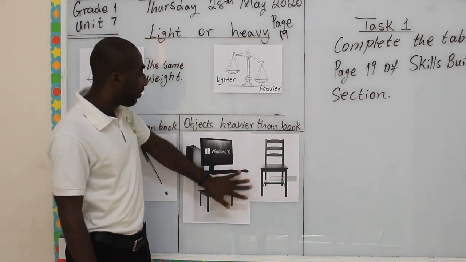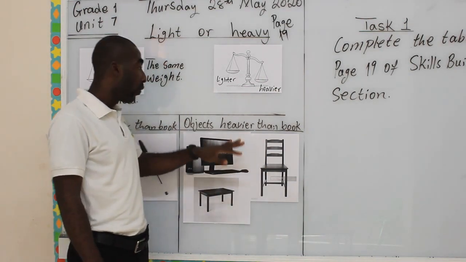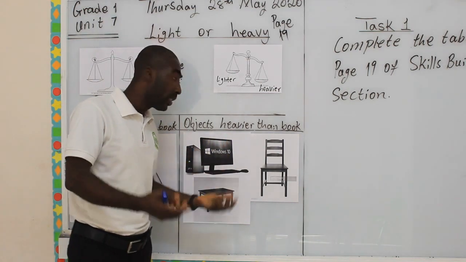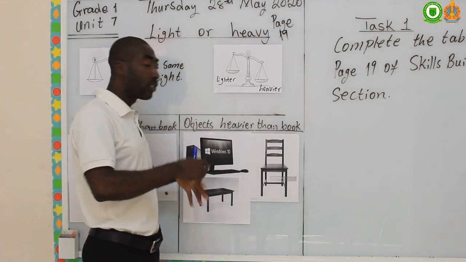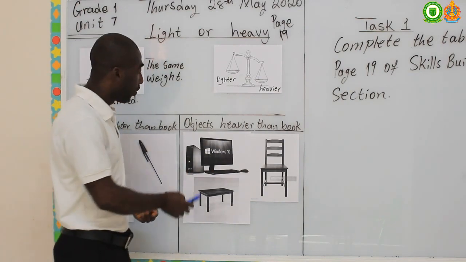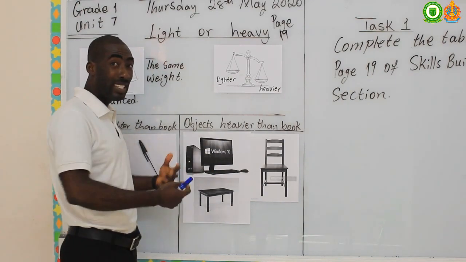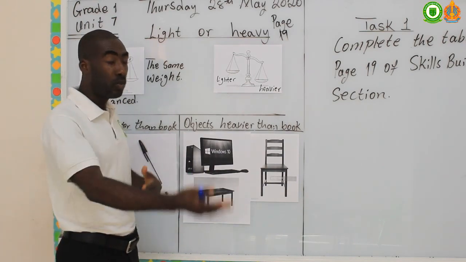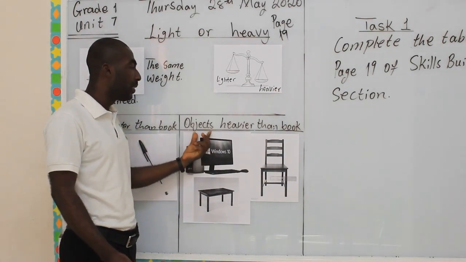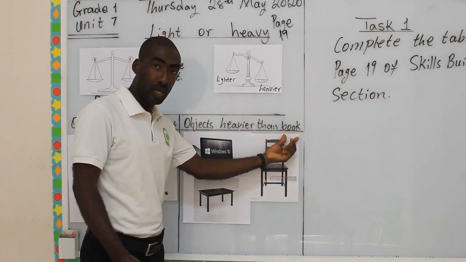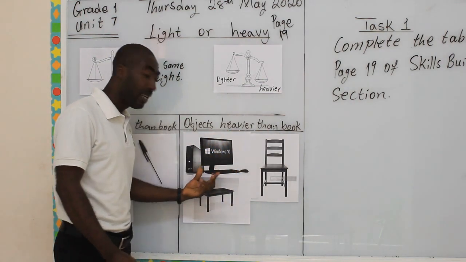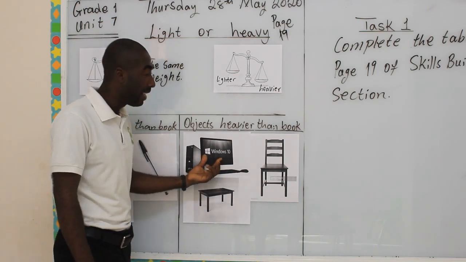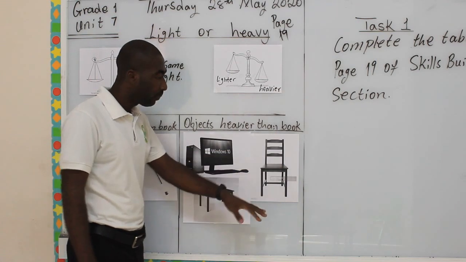Here we have three objects which are heavier, which are difficult to carry, which are difficult to lift as compared to a book. If you look at our computer, it is very heavy to carry from one place to another as compared to a book. So a computer becomes an object heavier than a book. Okay? Computer is heavy, difficult to carry. So it is heavier than a book.